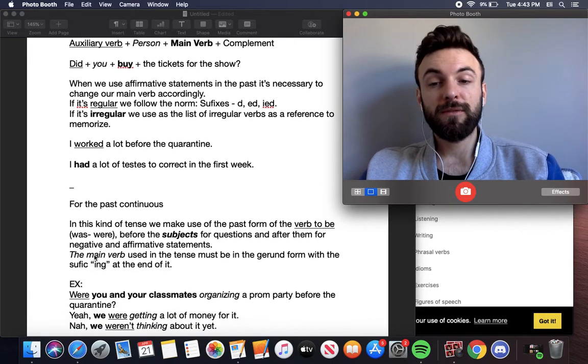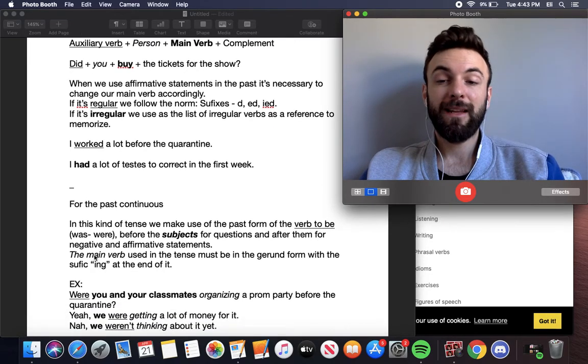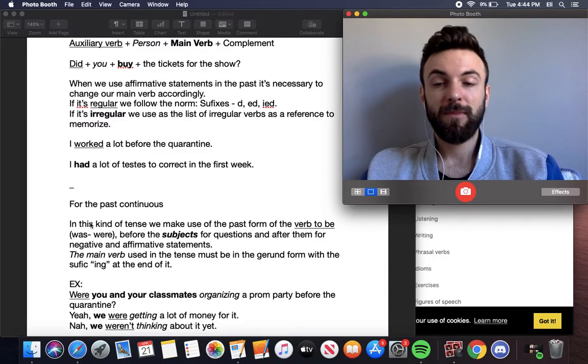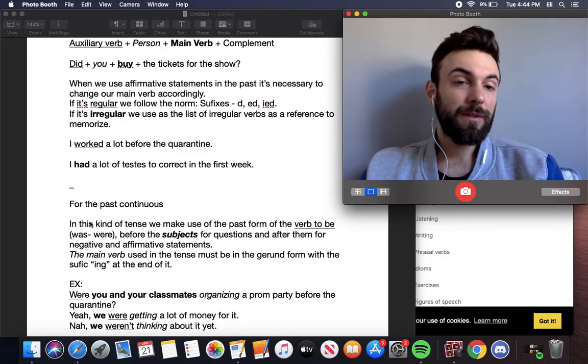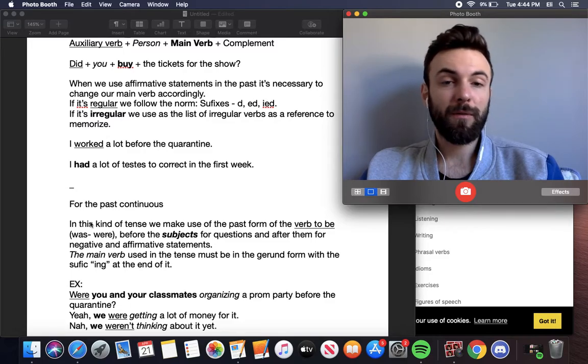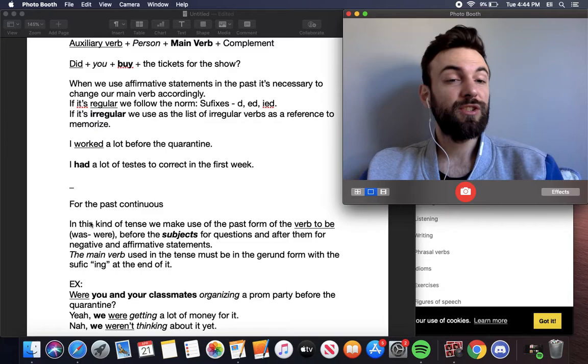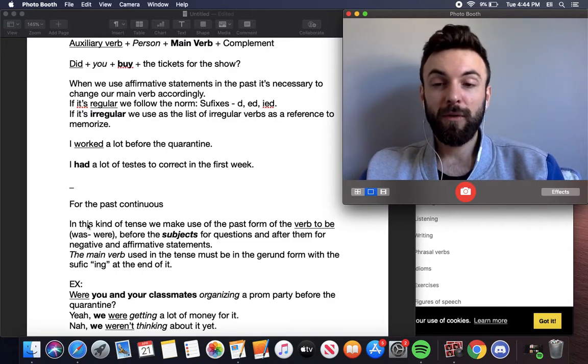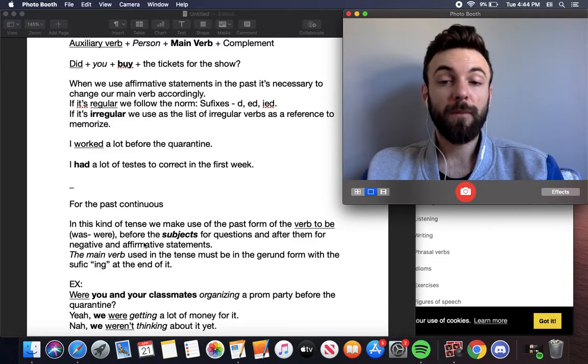For the past continuous form, it's a little bit different because we're going to mix up the verb to be in the past with a different form of the main verb. Instead of using the simple past form, we're going to use the gerund. So in this kind of tense, we make use of the past form of the verb to be, was and were, before the subjects for questions and after them for negative and affirmative statements.